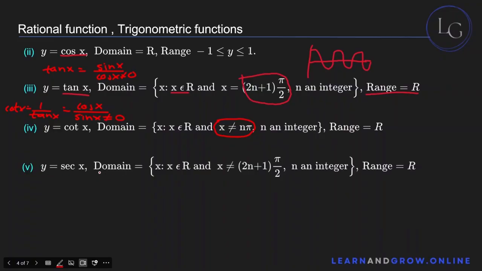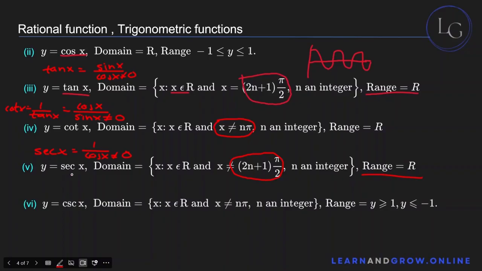And again, you have secant of x, which is basically secant of x is equal to 1 over cosine of x. And in this case, again, as we did in the case of tangent of x, cosine of x must not be equal to 0. Hence, it will have the same domain and range as the tangent of x, right? So you can see this, and it has the same range as well.